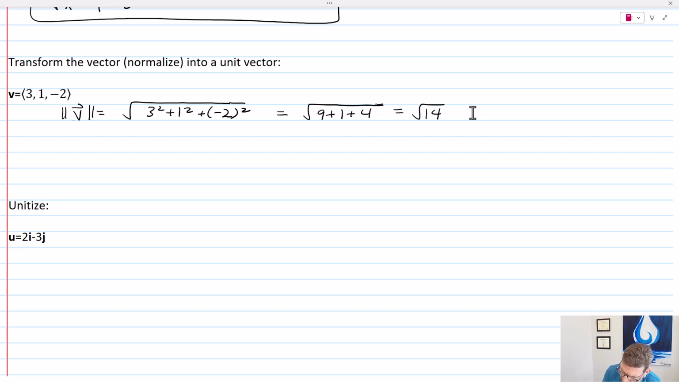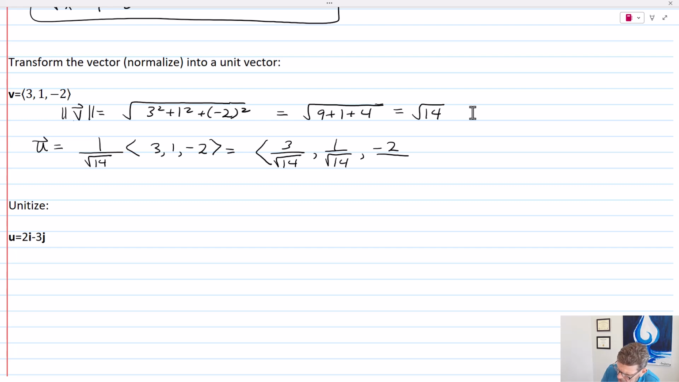So my unit vector, call my unit vector u in this case, is now going to equal 1 over the square root of 14 times the vector 3, 1, negative 2. And so what we do is we'll rewrite that as 3 over the square root of 14, 1 over the square root of 14, and negative 2 over the square root of 14. And that's our unit vector.